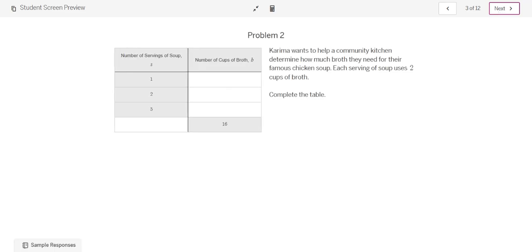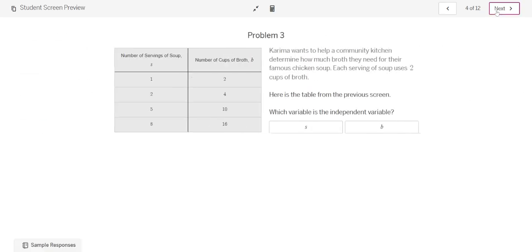And so here we go. If I've got 1 cup of broth, normally I would highlight where it says 2 cups of each serving, and I would underline 2 cups of broth, but this program doesn't allow me to do that. But I've got a 2 there. If there's 2 cups, I got a 4. If there was 5, it was 10. And if I have 16, it was only because there were 8 servings of soup.